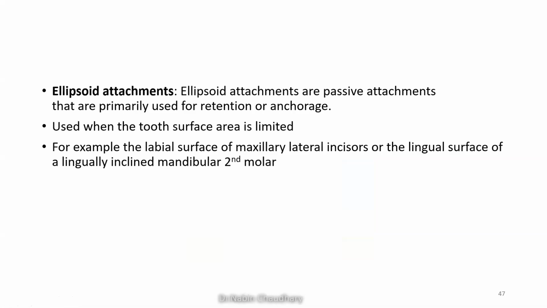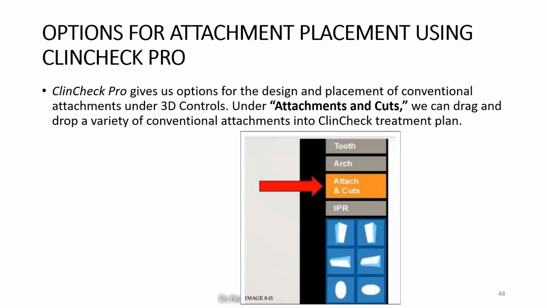There is also the ellipsoid conventional attachment, and this ellipsoid attachment is generally used for retention or anchorage. It is generally placed when there is not enough surface area on the tooth, for example, a peg-shaped lateral incisor. Also, we can place it on the lingual surface of a lingually inclined mandibular second molar. So in such cases, we can place the ellipsoid attachments.